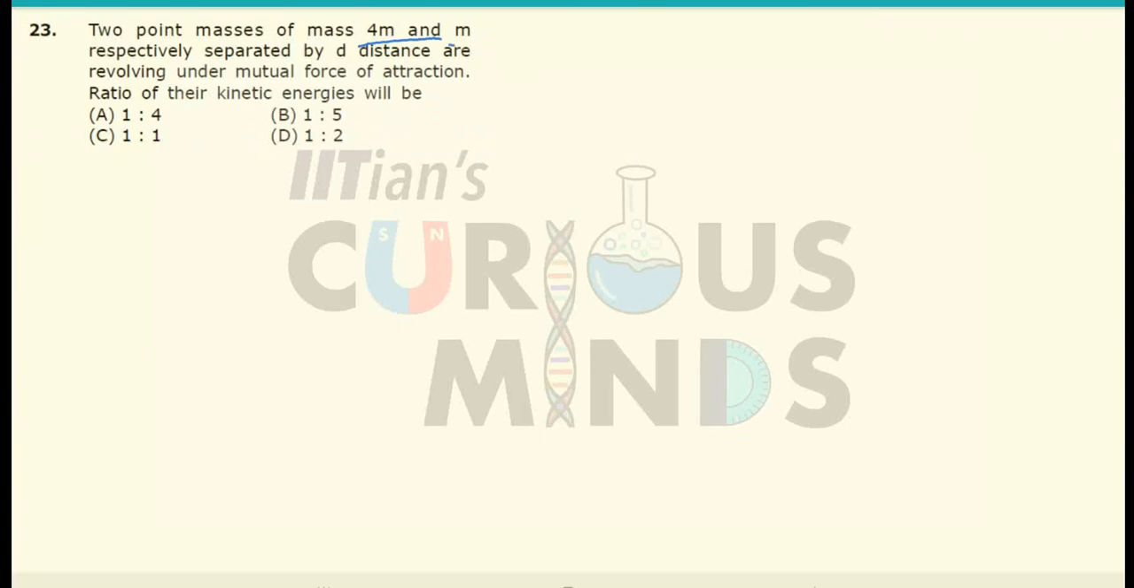Masses 4m and m, respectively separated by a distance d, are revolving under mutual force of attraction. The ratio of their kinetic energies will be equal to? Now let me assume that this is the mass m, and this mass over here is equal to 4m. They are revolving under the mutual attraction, due to the force of the mutual attraction.